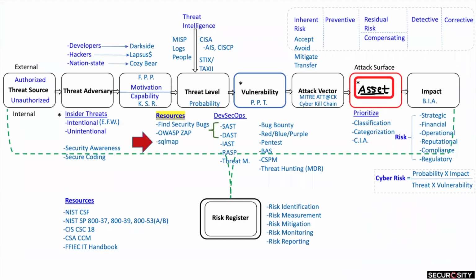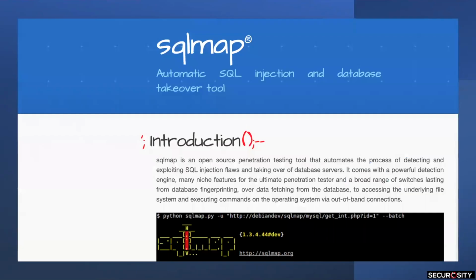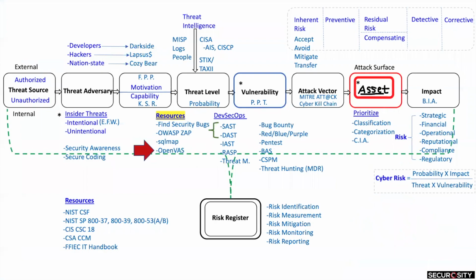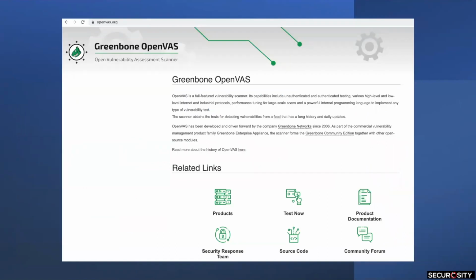Next, SQLMap. It's an open source penetration testing tool used to detect SQL injection vulnerabilities. And finally, OpenVAS. It's a vulnerability scanner that can be used to run routine scans on an external network.